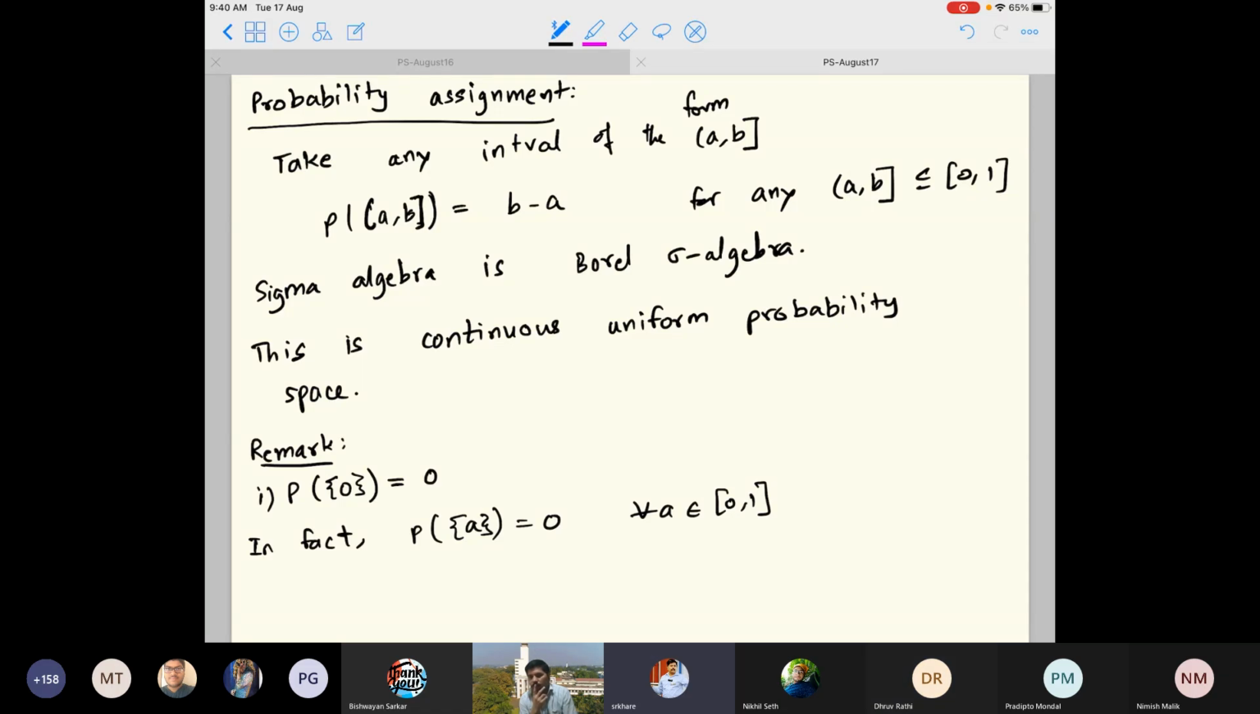Does this bother you? What tends to 0? Can you please tell? The probability of a singleton set. It tends to 0. It is not 0. So we can't write it in a limiting form if it's not tending to 0.